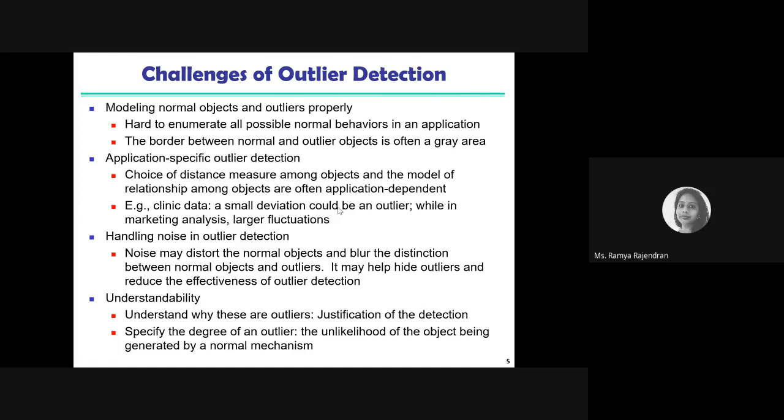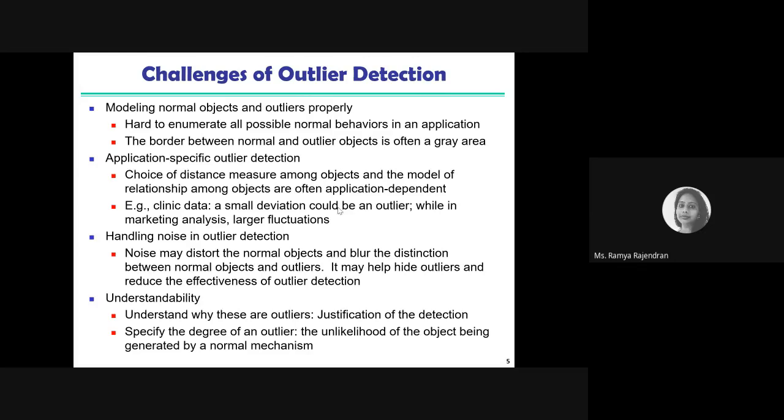Next, handling noise in outlier detection. We really do not know whether you are looking at noise or an outlier. It is very difficult to find out the difference and to understand it. We really don't know why these outliers are occurring, what's happening and why. So a user may want not only to detect outliers, but also to understand them.